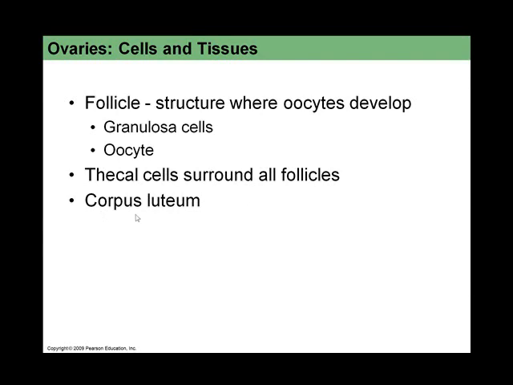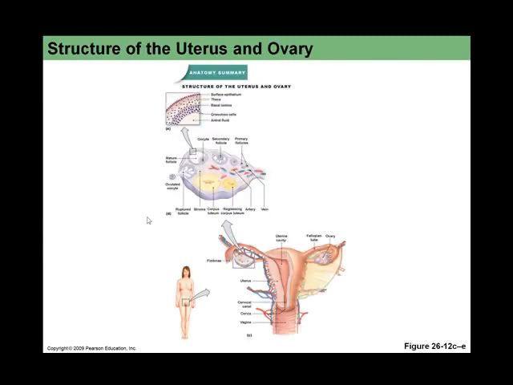And then ultimately the corpus luteum will be the remnants after the oocyte is ovulated. The remnants of the theca and the granulosa cells differentiate into the corpus luteum, a process called luteogenesis.